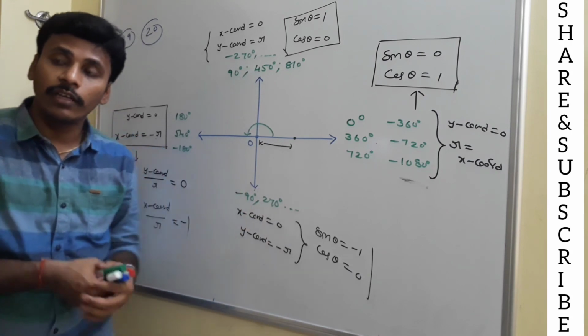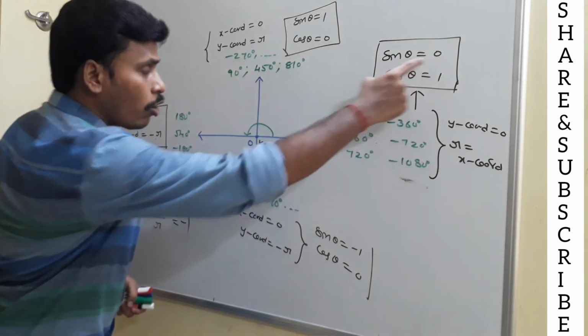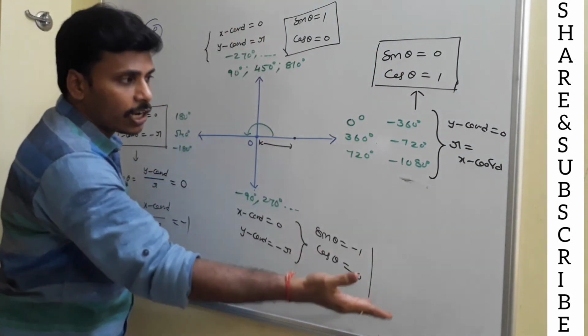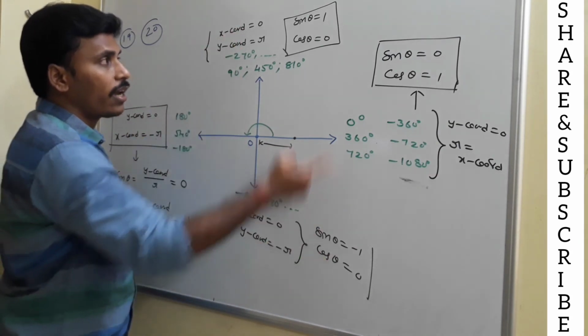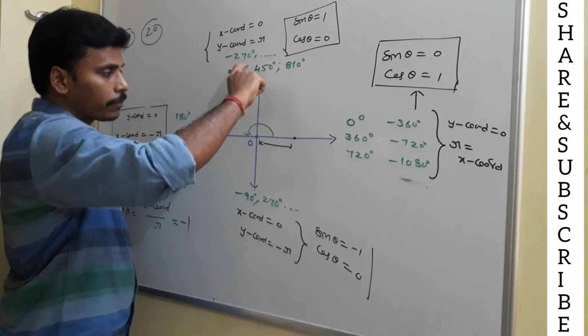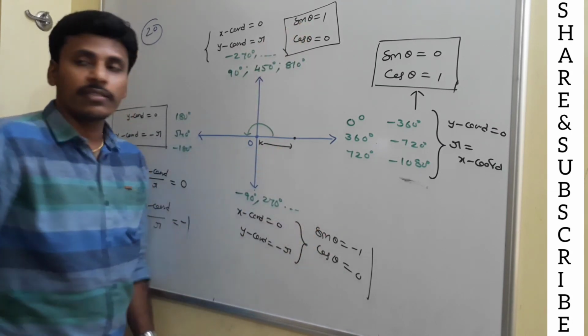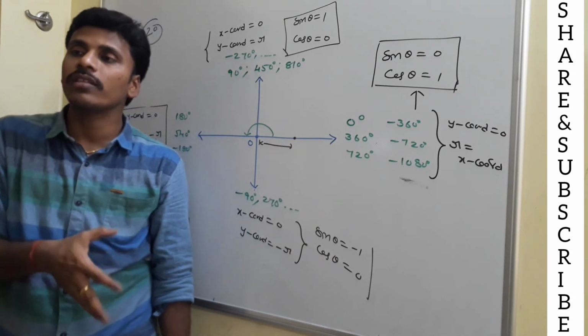After identifying, for the horizontal line, sin is always 0. Here sin theta is 0 and here also sin theta is 0. And for the horizontal line, on the right side cos is 1, on the left side cos is minus 1. For the vertical line, cos theta is always 0. And for the positive direction, sin theta is 1, and for the negative direction, sin theta is minus 1. This is a very simple trick to memorize all these angles.